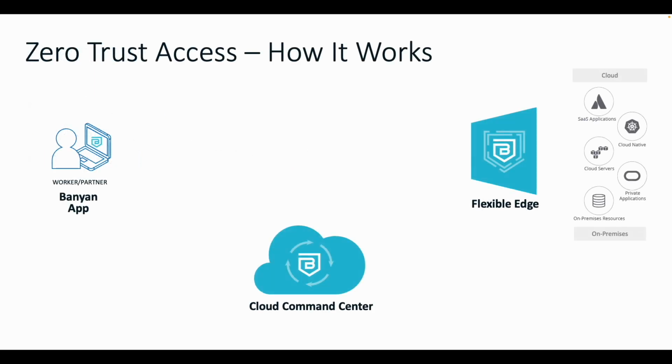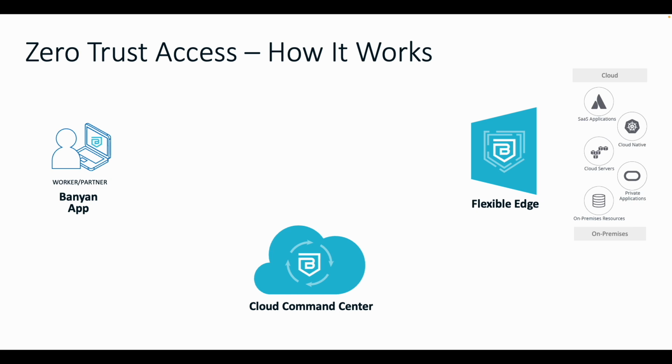For Banyan Zero Trust Access, there are three components. There's the Banyan app that gets installed. This can be a manual installation. It can be installed using something like SCCM. And as part of the installation, there are certificates and things that are installed that we use.